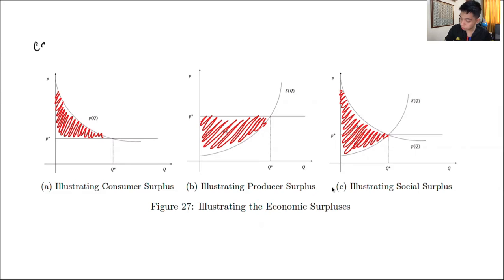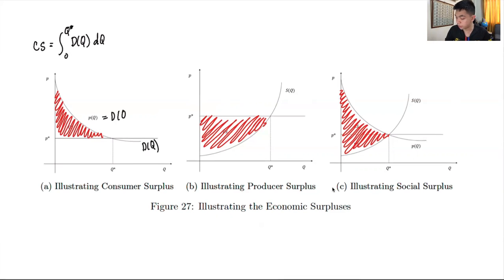The consumer surplus is equal to the integral from 0 until Q star of the demand function, dQ. So again, the integral represents the area under a curve. So this is the area under this demand curve, which is equal to PQ, right? That's the area under that curve. But we have to subtract from it this entire rectangle. So minus P star times Q star.